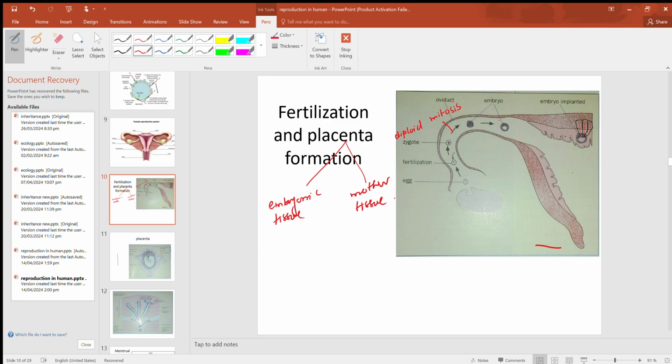Now this embryo will keep on dividing and keep on moving towards the uterus by the beating movement of the cilia, and then it implants itself in the uterine lining. Now some of the cells of the embryo will keep on dividing and form finger-like projections. This finger-like projection is known as embryonic villi, and within this embryonic villi there lie embryonic capillaries.